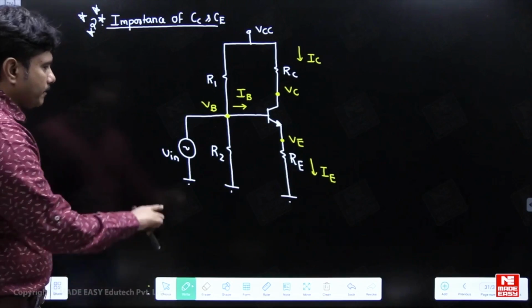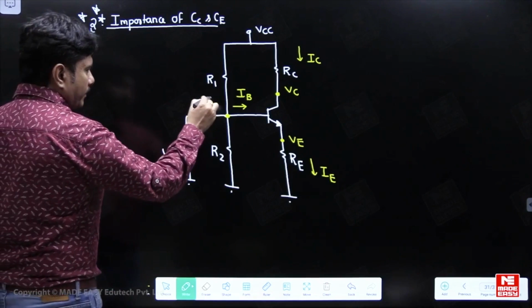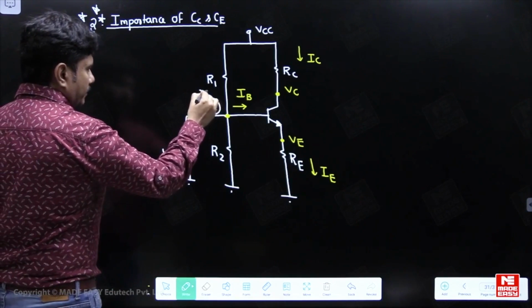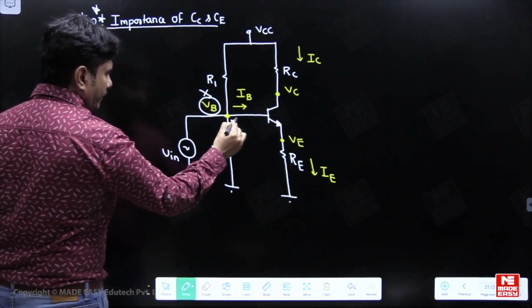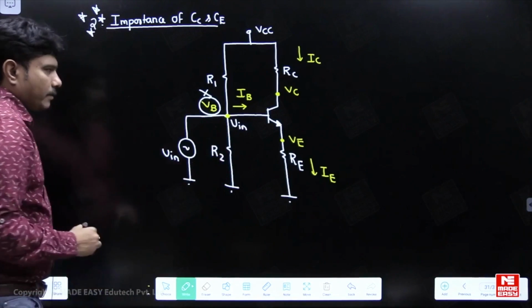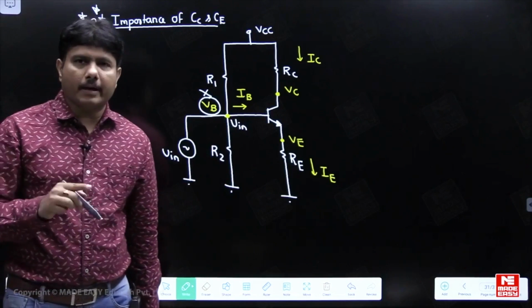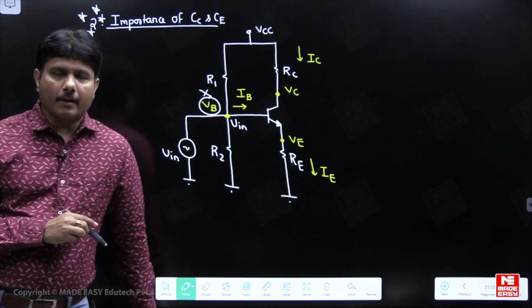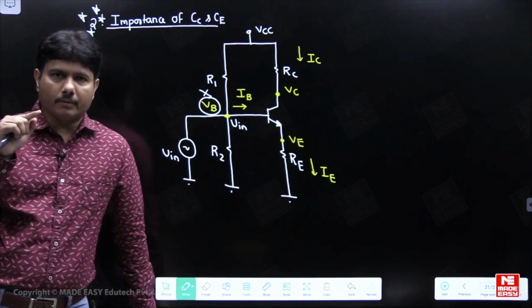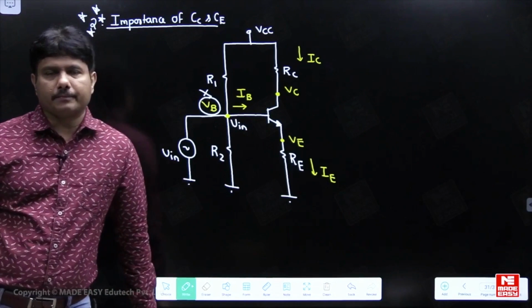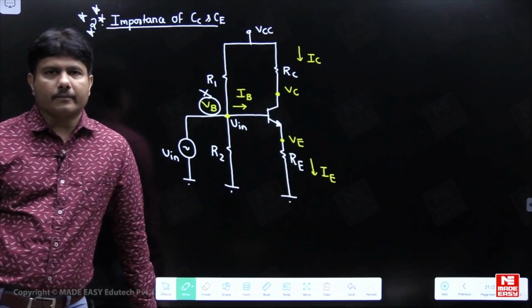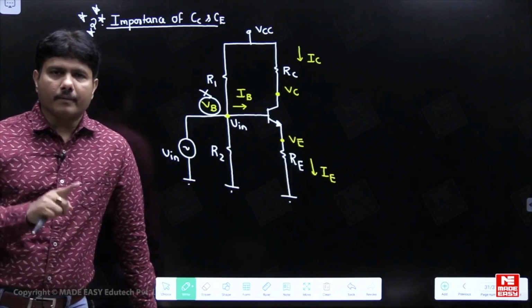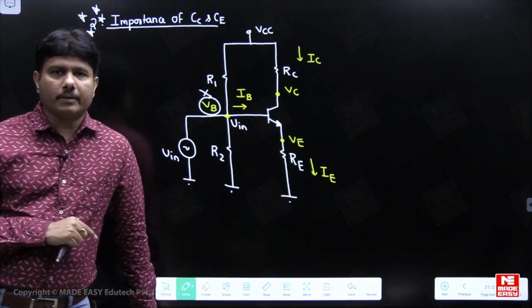Means in place of VB point, you are going to get here VIN here. That means forcibly आपने क्या किया? Base voltage already generate हो गया उधर. आप क्या कर रहे हैं? Base voltage को input voltage बना रहे हैं आप. That is a very bad issue in the class. Input voltage नहीं बनाना. Base voltage should be base voltage only there.